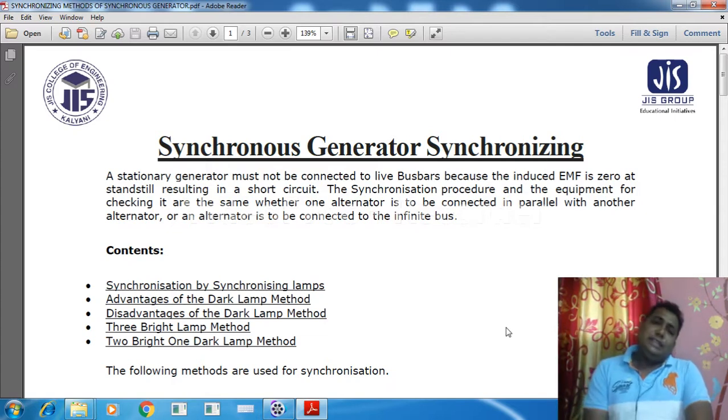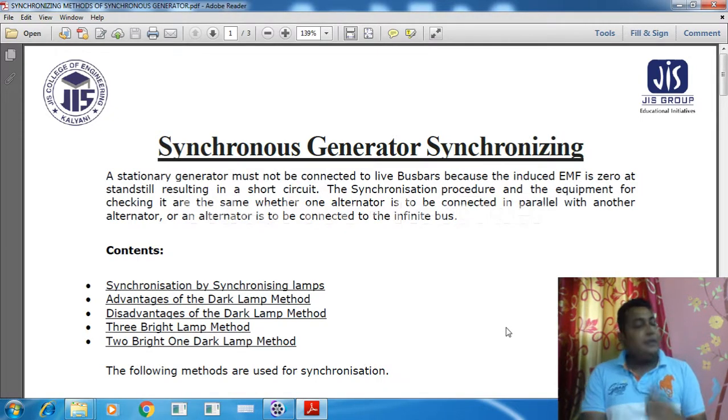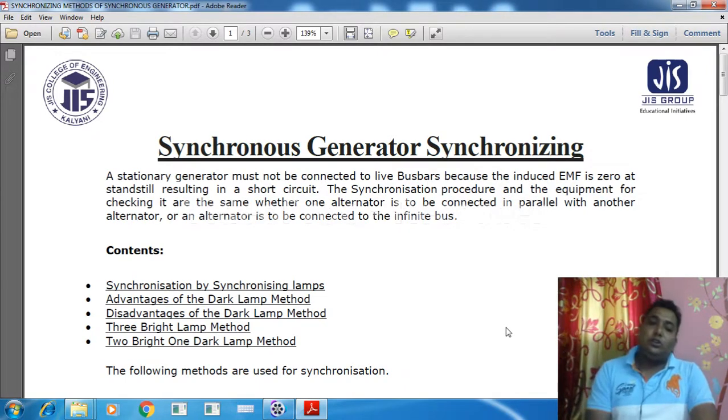Now, what are the contents of today's presentation? Synchronizing by synchronizing lamp, advantages of the dark lamp method, disadvantages of the dark lamp method, the 3 bright lamp method, the 1 bright 2 dark lamp method, and the synchroscope.